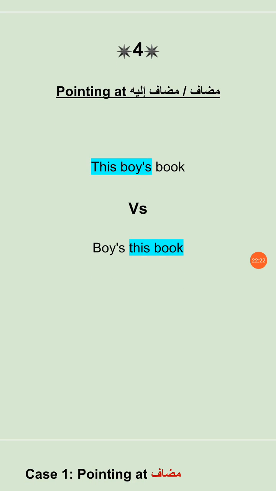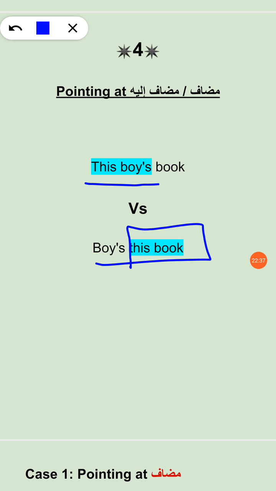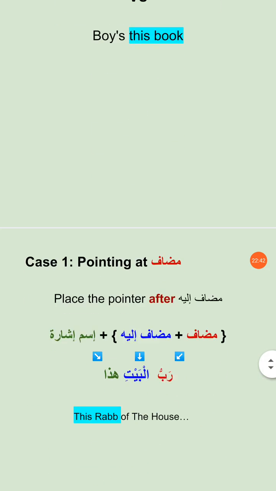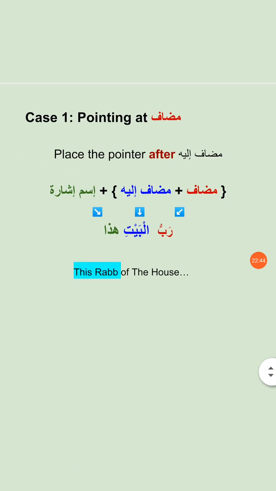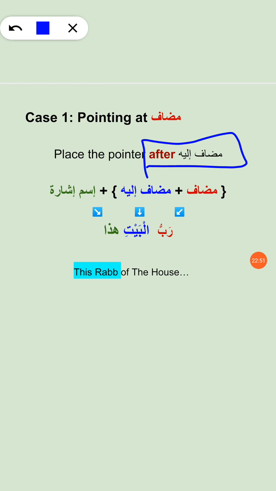So what do we want to do? In the first instance, we are going to point at muzaf, and in the second one, we are going to point at muzaf ilayh. For example, this boy's book or this book of the boy. Here we are pointing towards this book, and here we are pointing towards the boy. First case, pointing at muzaf, that means a book, for example. What do we do? We simply place the pointer after muzaf ilayh. That is it. So you've got your muzaf ilayh fragment.